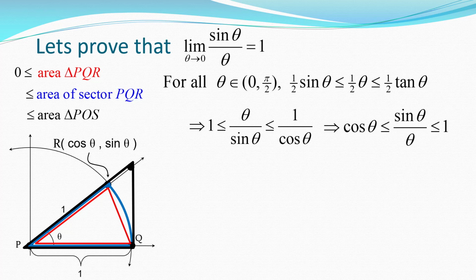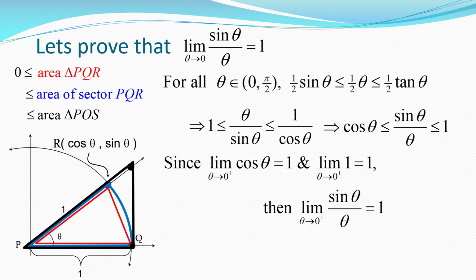But notice the cosine of theta and the function 1. If you take their limit though, as theta approaches 0 from the right, each of those limits is 1. So therefore, by the squeeze theorem, the limit of the sine of theta over theta as theta approaches 0 from the right is 1.